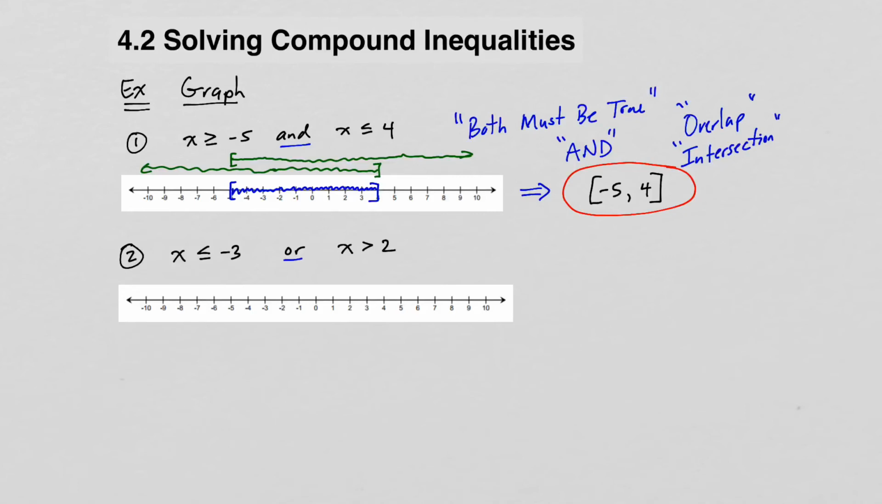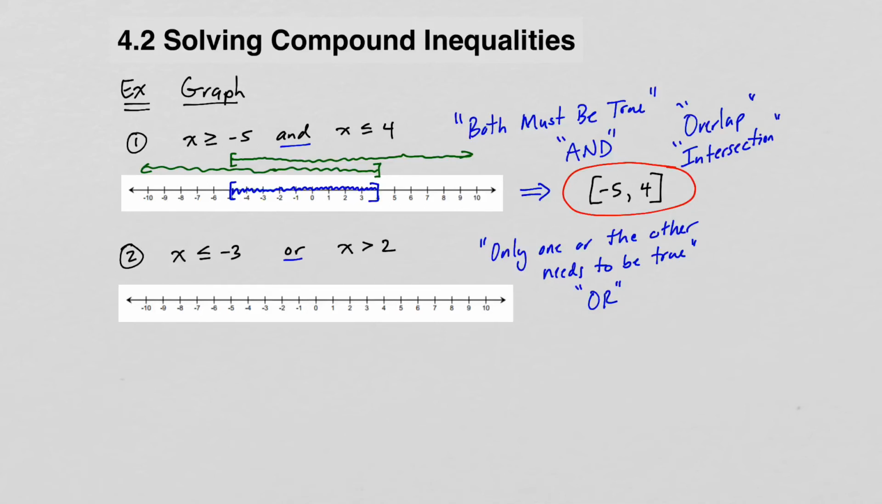Let's look at example 2. In example 2, we have a compound inequality, but it uses the word or. Or is less restrictive. For a compound inequality using the word or, only one or the other needs to be true for a number x to satisfy this compound inequality. So only one or the other needs to be true. That's what it means when we use the word or.